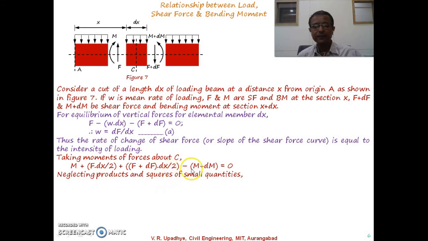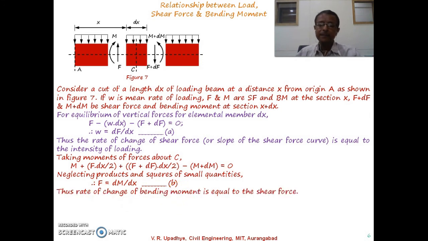And then we have over here minus M and minus dM. So this minus M and this M are cancelled. So F dx is one term remaining and the dM term is remaining. So what we can write is, if we take dM on this side, then F will be dM divided by dx. So with this, what we can write is the rate of change of bending moment is equal to the shear force. So this earlier statement was w is equal to dF divided by dx. And now the other is F is equal to dM divided by dx.